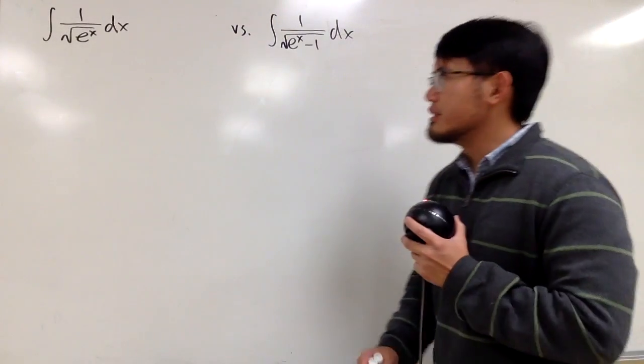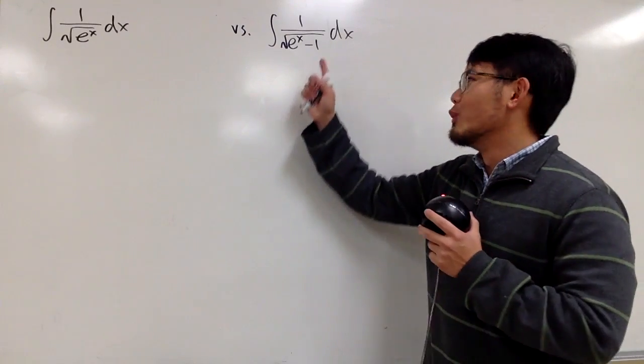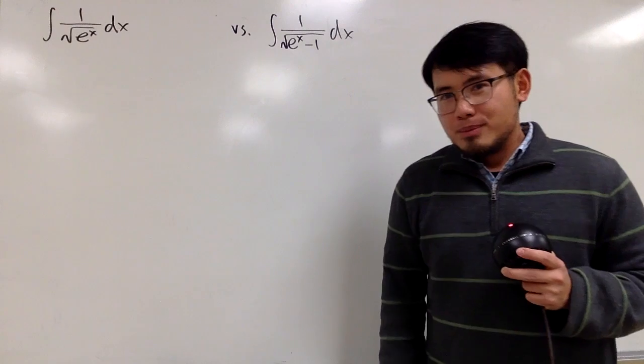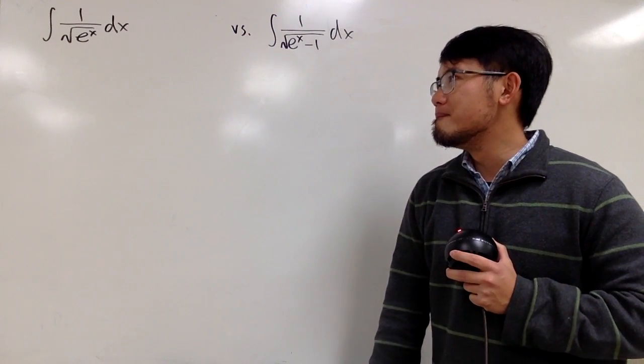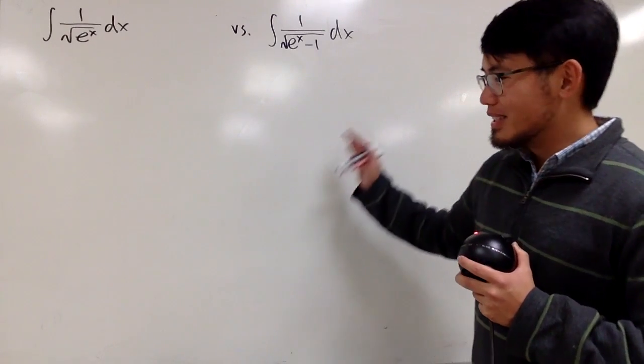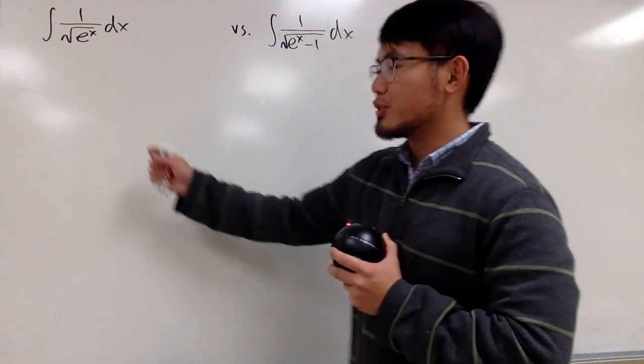Okay, let's take a look at these two integrals. Again, they look so similar, but for this one, we have the -1 inside of the square root in the denominator. Let's do that one first. Even though this right here is more, sometimes more is too much. So let's do this one.